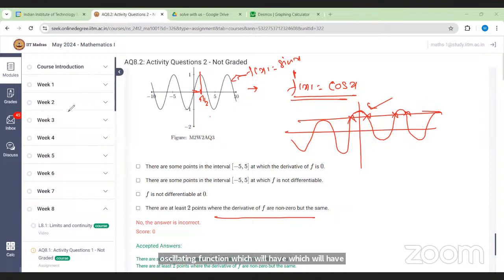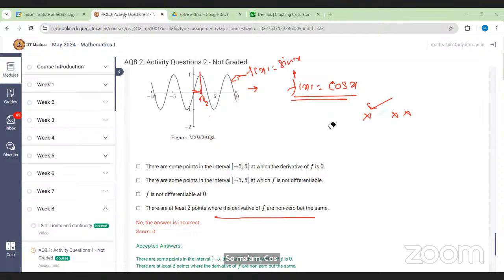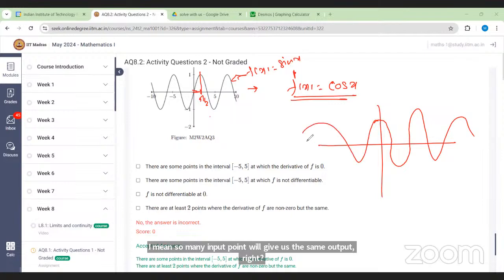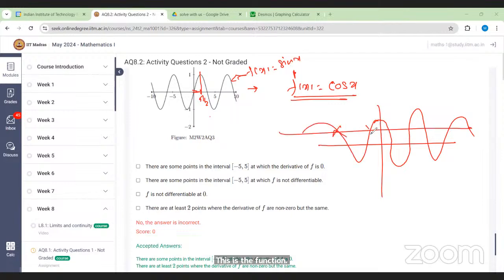So, ma'am, cos x is a bounded function. Yeah, bounded function, but so many input points will give us the same output, right? So this is the function. If you draw one line here, there are so many intersection points. So that's why this option is correct.